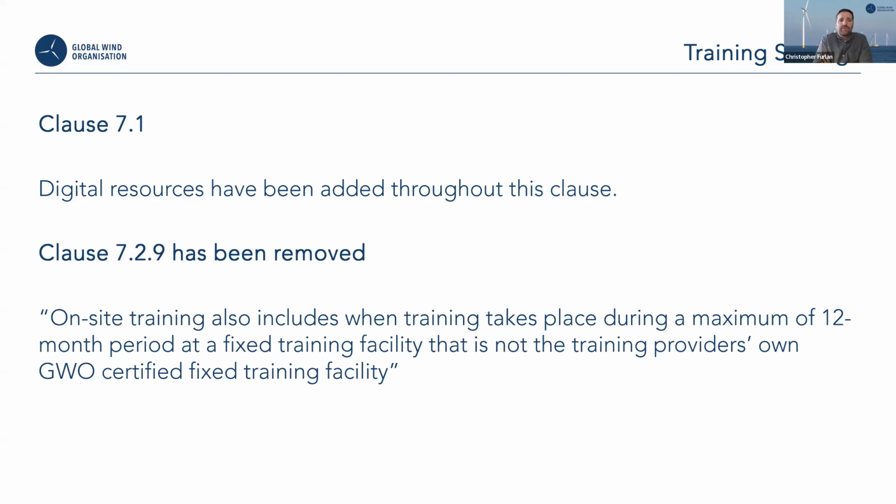We've also removed clause 7.2.9. This clause used to state on-site training also includes when training takes place during a maximum of 12-month period at a fixed training facility that is not a training provider's own GWO fixed training facility. This has been removed, and the other clauses that exist for fixed facilities now apply.